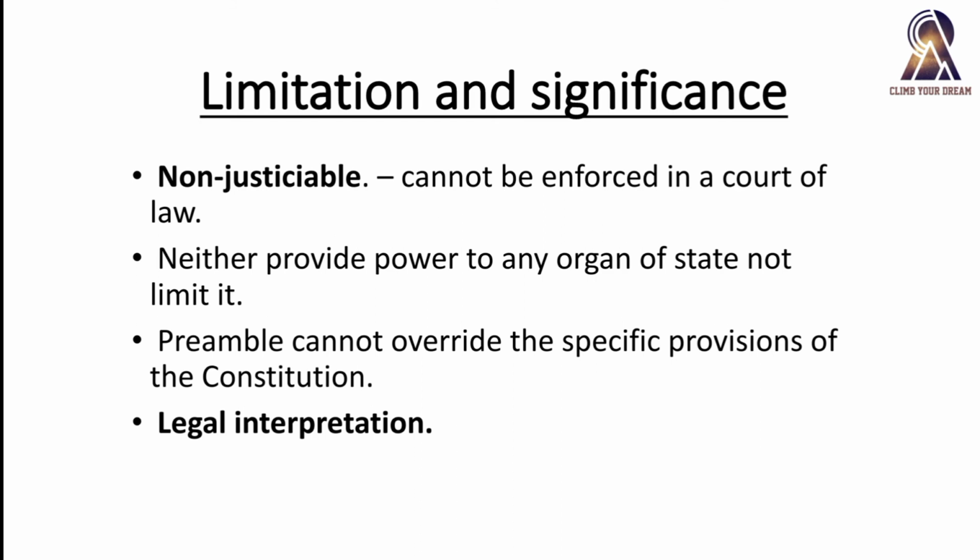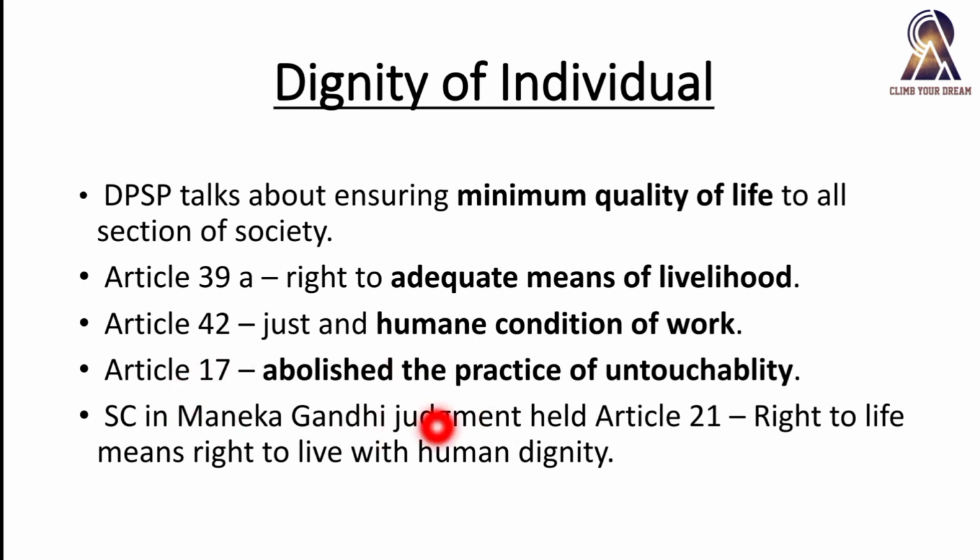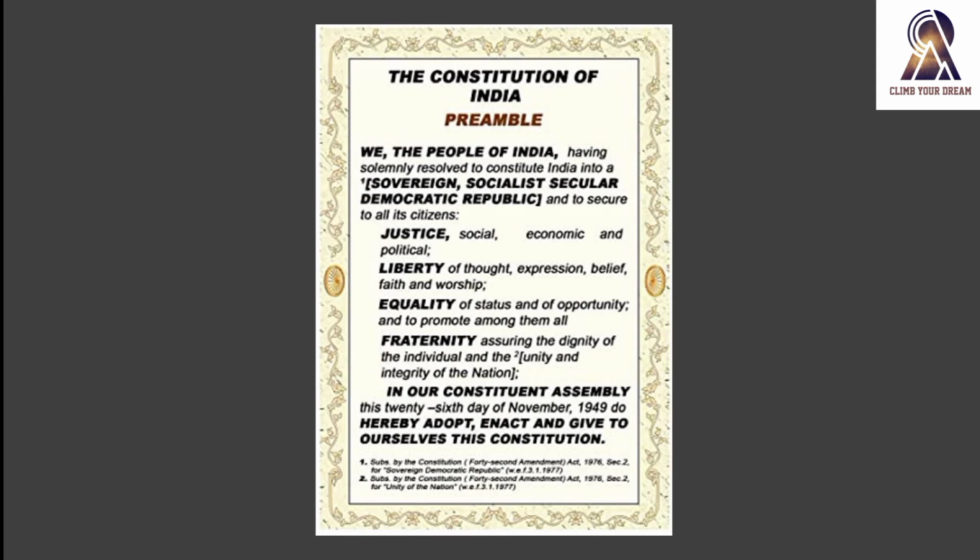Let us understand with an example. Here in Maneka Gandhi versus Union of India's case, we saw that the court held that Article 21, that is right to life, means not just right to live, but right to live with human dignity. So how did the Supreme Court come to this conclusion? If we read our preamble, it's mentioned assuring the dignity of individual. So whenever there is ambiguity of what the law says, the law will be seen through the prism of the preamble. I hope now you have understood all the words of the preamble.